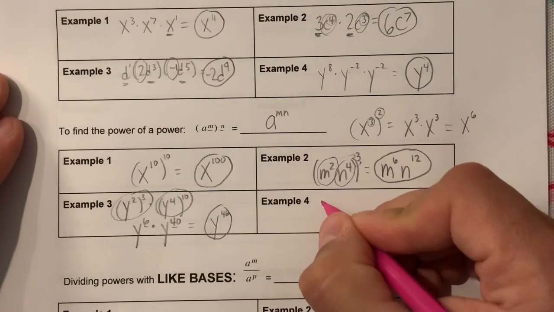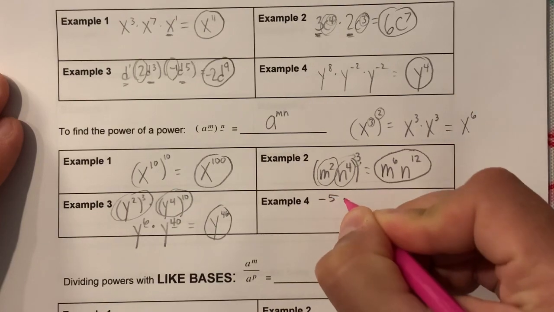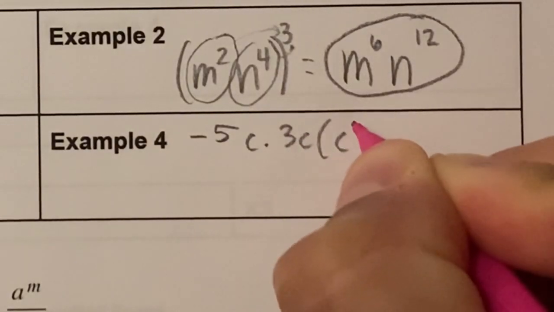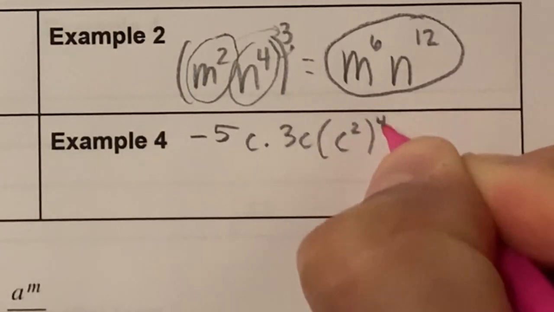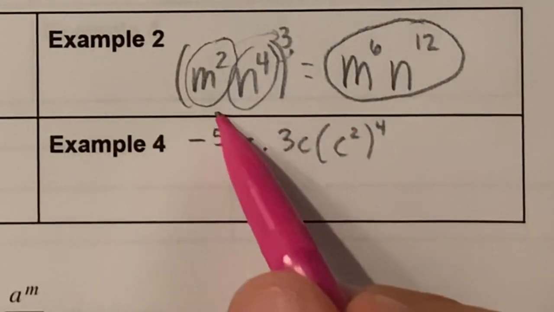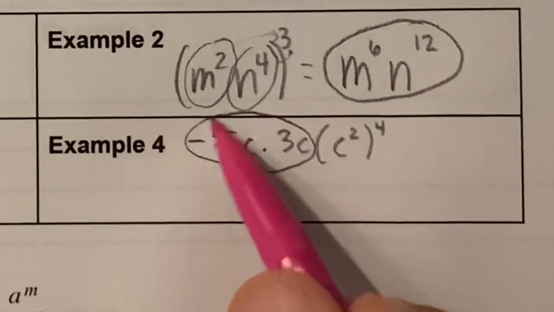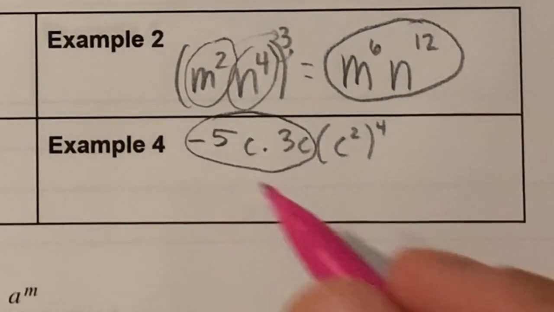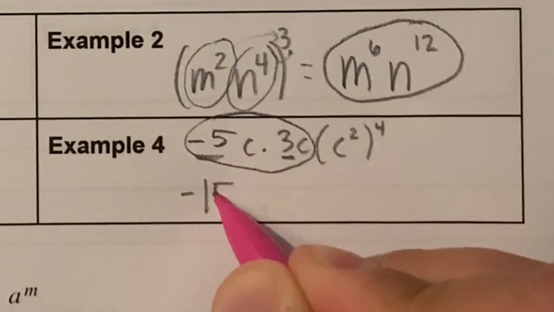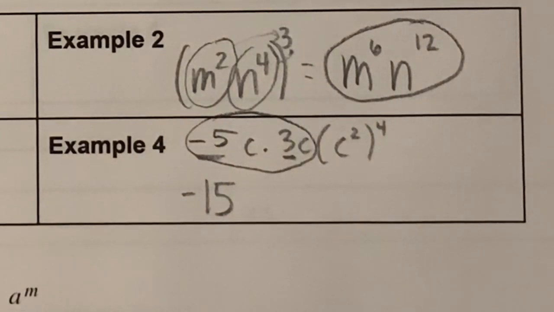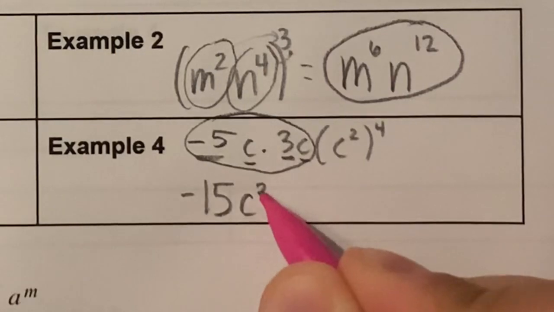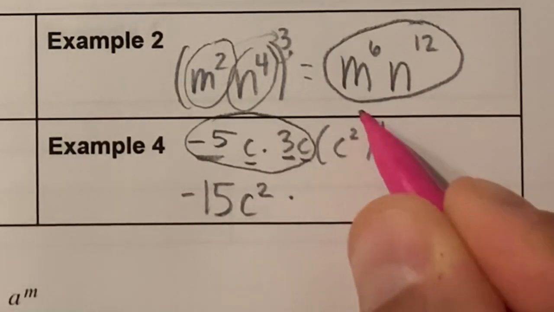And my final question here is going to be negative 5c times 3c times c to the second, to the fourth. All right, so think about these first two expressions. I don't have any powers to powers, but I can multiply them together. My negative 5 times 3, since those are coefficients, I can just multiply together and call that negative 15. C as a variable and c as a variable is c to the second. And now let's figure out this part here.